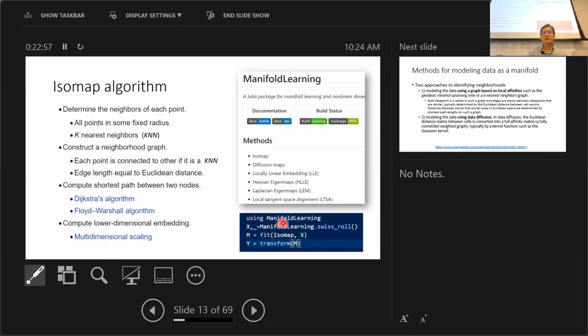On your right is a code example in Julia. In the previous semester, I taught people using Julia to replace MATLAB, but they are very similar. This is an established package called ManifoldLearning, and you get the data and fit using this method. This is not very helpful because you don't see under the hood of the source code, but just remember that there are packages to help you do this.